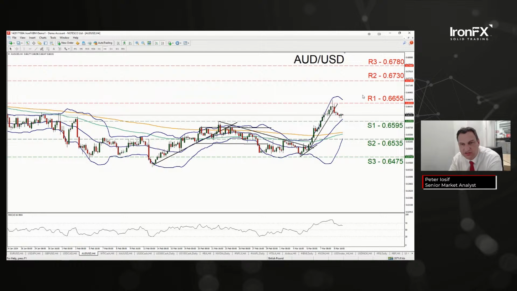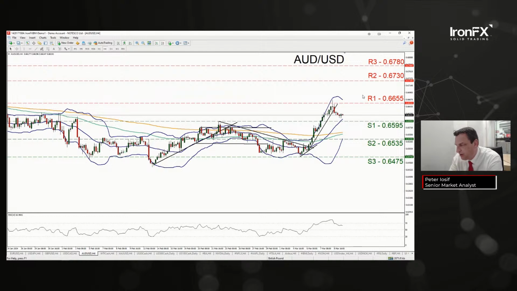Now, given that the Aussie is a commodity currency, it's considered of riskier nature. Hence, should the market sentiment turn more risk averse, that could weigh on the Aussie. And in such a case, we may see AUD/USD dropping, breaching the S1 0.6595 and start aiming for the S2 0.6535. On the flip side, should once again a more risk-oriented approach be adopted by the market, we may see the pair rising, breaching the R1 0.6655 and start aiming for the R2 0.6730.